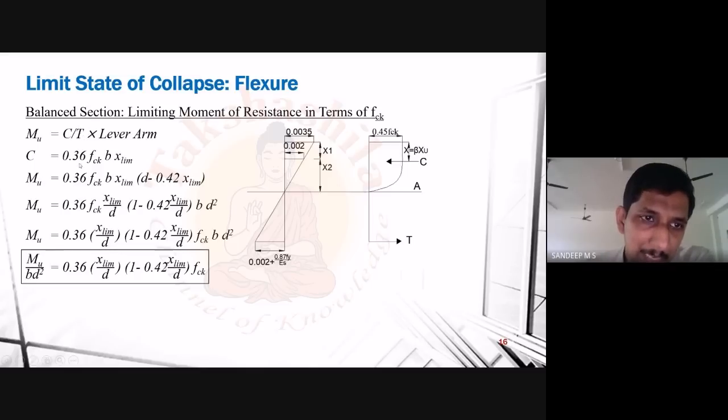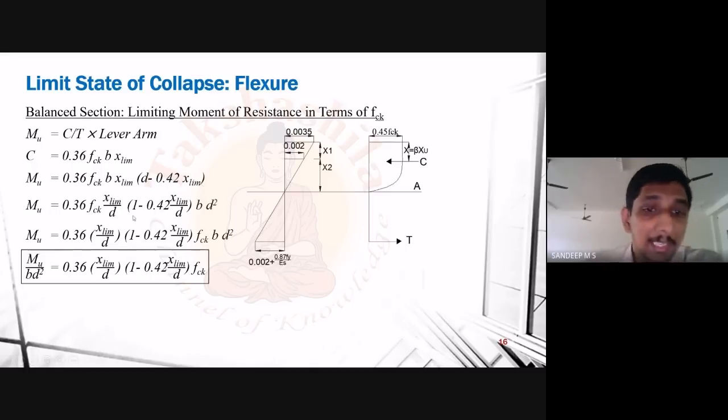Mu is equal to C into lever arm, that is 0.36 fck b into x limit into my lever arm. Lever arm is again d minus 0.42 times, in this, instead of xu, again I am substituting x limit to represent the neutral axis depth of my balanced section. So don't get confused between xu and xu limit. In some texts they represent it as xu limit also. That doesn't matter. Only thing is please understand that xu limit or x limit is actually the depth of neutral axis in the case of a balanced section.